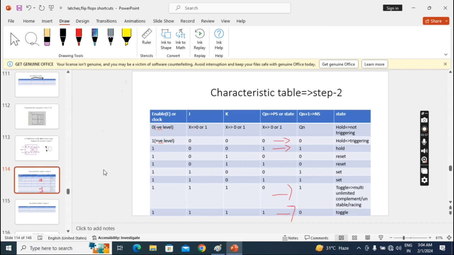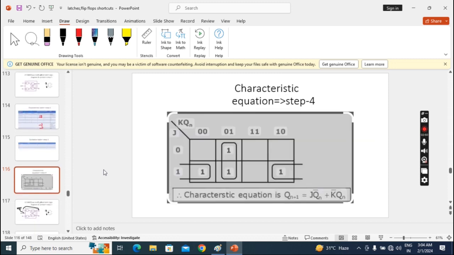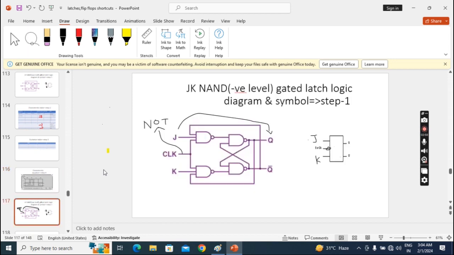Next, the excitation table. You know how to get this from the characteristic table; I explained it in previous lectures. This is the characteristic equation. You know how to derive it also; I explained it previously.